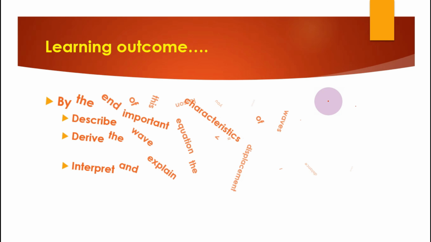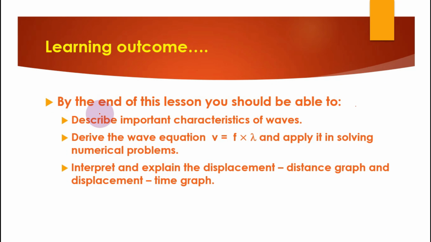Now for today's lesson, the learning outcomes are: you should be able to describe important characteristics of waves, and those characteristics are familiar to you. For example, frequency, time period, amplitude, displacement, etc. So the first part is the characteristics of waves. You did these characteristics for pendulum or for oscillatory motion. Here we are going to revise it for waves.